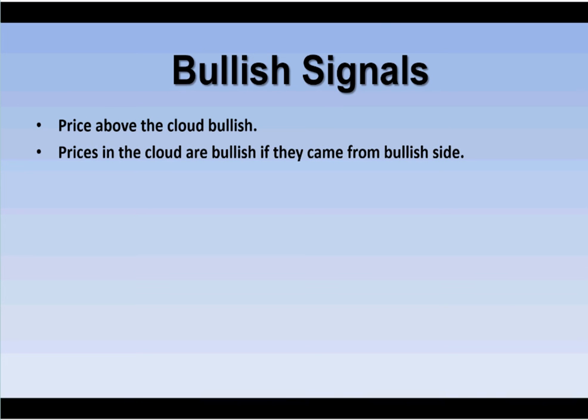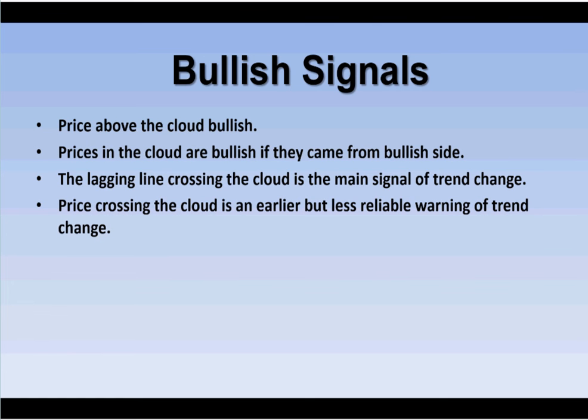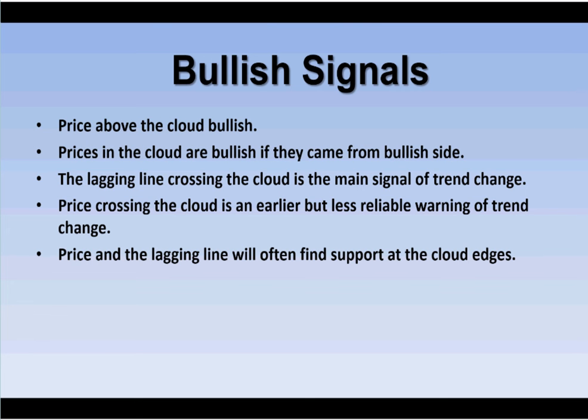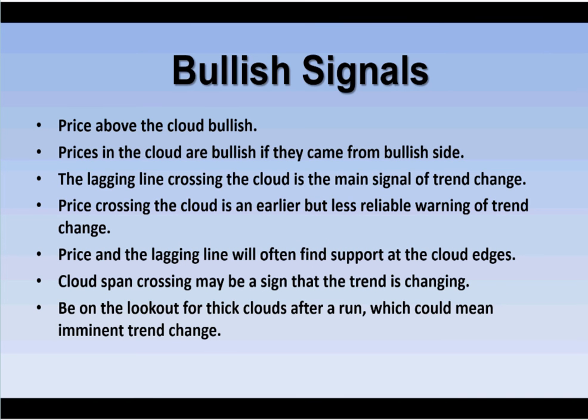Price above the cloud is bullish. Price in the cloud is bullish if it comes from the bullish side. The lagging line crossing the cloud is the main signal of trend change. Price crossing the cloud is an earlier but less reliable warning of trend change. Price and the lagging line will often find support at the cloud's edges. Cloud spans crossing may be a sign that the trend is about to change. And be on the lookout for a thick cloud after a run, which could mean a trend change.